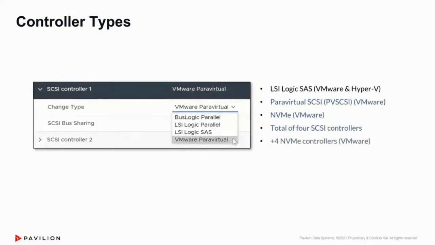If you are on Hyper-V or VMware, the default is the LSI Logic controller. Nothing fancy about it. It's there for compatibility. If you're on VMware, they wrote one called the VMware Paravirtual SCSI controller. If you're on vSphere 6.5 and above, you now have an NVMe specific controller. You get, with VMware, or actually with any of these, up to 4 total SCSI controllers. On VMware, you also get an additional 4 NVMe controllers.